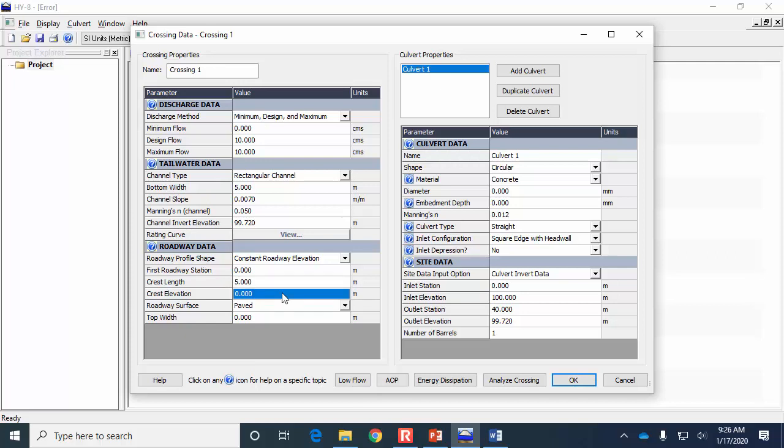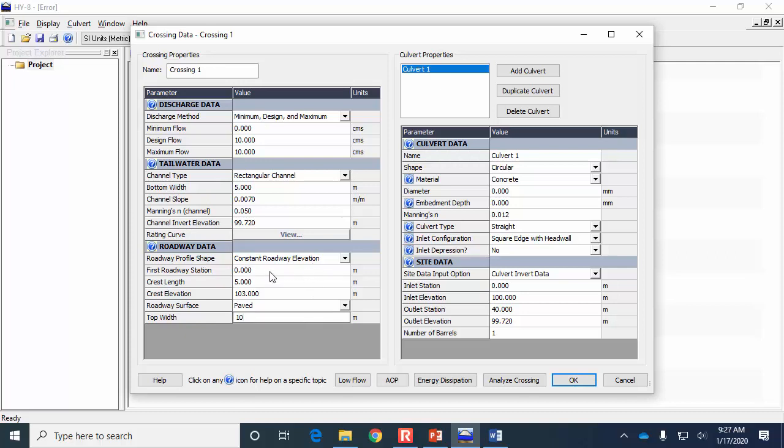The crest elevation has to be at least 102, so I'll just say 103. That's the only parameter that does matter, is making sure that the overtopping doesn't happen before we get to a headwater depth of 2 meters. Top width, I don't know, 10 meters.